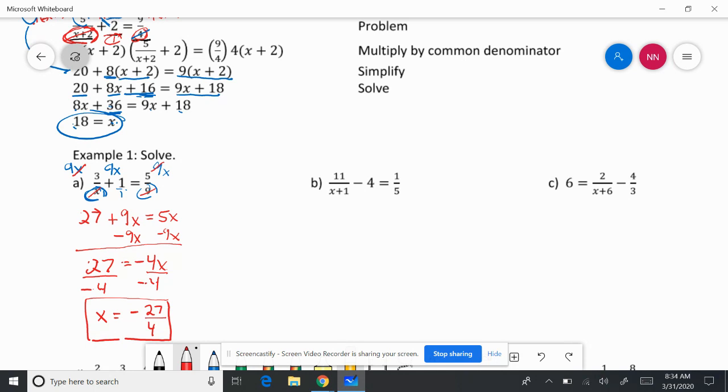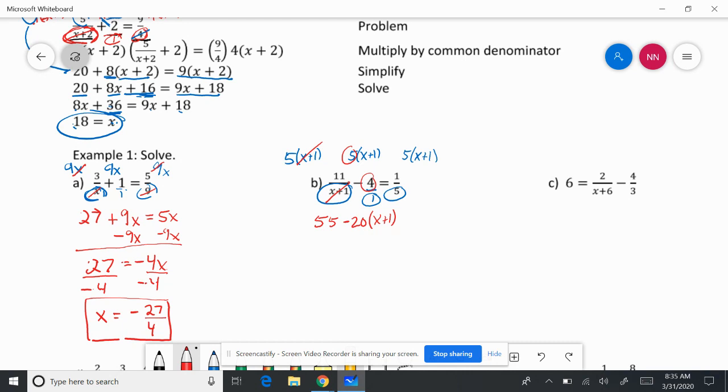Now, looking at letter B, we're going to do the same thing. This right here is a 1. So my common denominator, x plus 1, 1 and 5, would be 5 times x plus 1. Now, when I'm looking at this, I see that the x plus 1's cancel. So I have 5 times 11, which is 55. For the next one, nothing cancels. So this is a 4, this is a 5. That would be negative 20x.